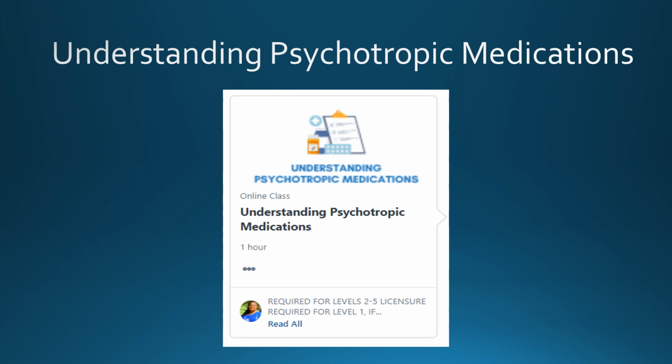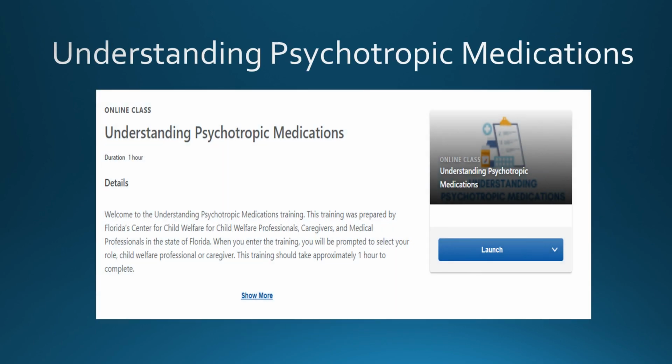Select Launch and view the video to complete this training course. If the child in your care is taking any psychotropic medications or mood-altering medications, such as those for ADHD, anxiety, or depression, you will also need to complete the training on understanding psychotropic medications. You can access this training by selecting Understanding Psychotropic Medications on the Foster Home Licensing playlist page. You will then be given a brief overview of the course. Select Launch in order to begin the course.